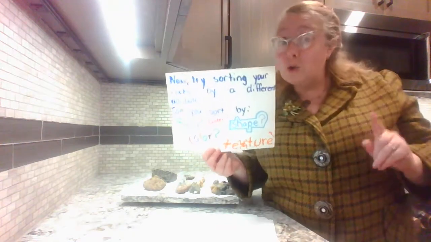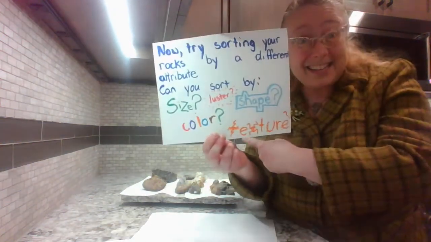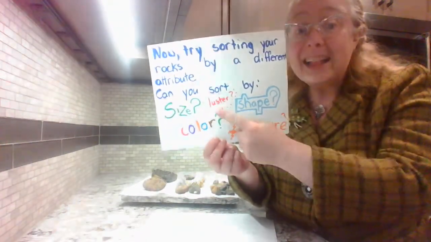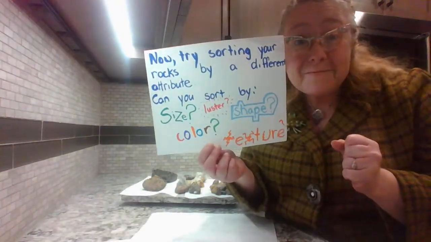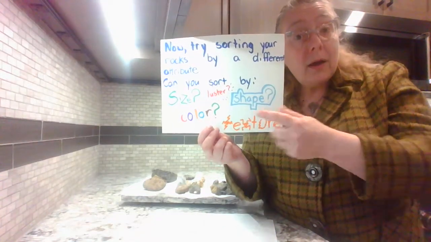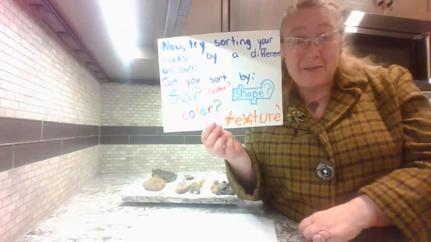Okay, after you finish that, you can try sorting your rocks by a different attribute. See if you can sort your rocks by size, like I did here. Can you sort your rocks by luster or how shiny they are? Can you sort your rocks by shape, color, and texture or how they feel?